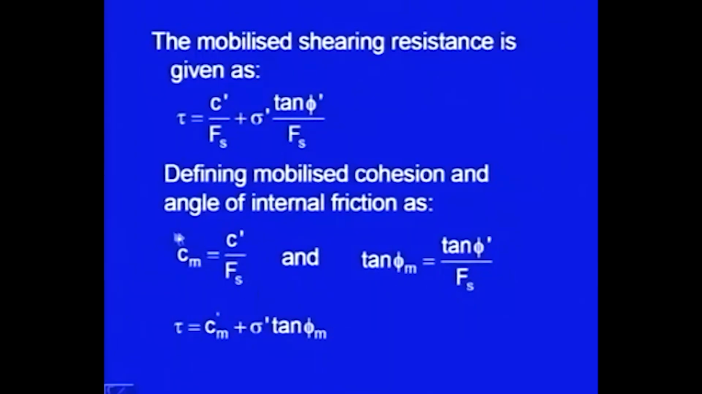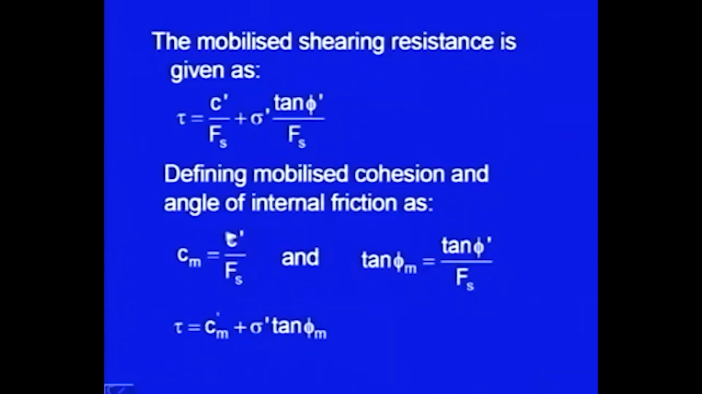In fact, these parameters Cm and phi m are mobilized parameters. It means when the slope is stable, the mobilized value of cohesion and the mobilized value of angle of shearing resistance, or you can call it angle of internal friction, will be this much. This will be phi m and this will be Cm.